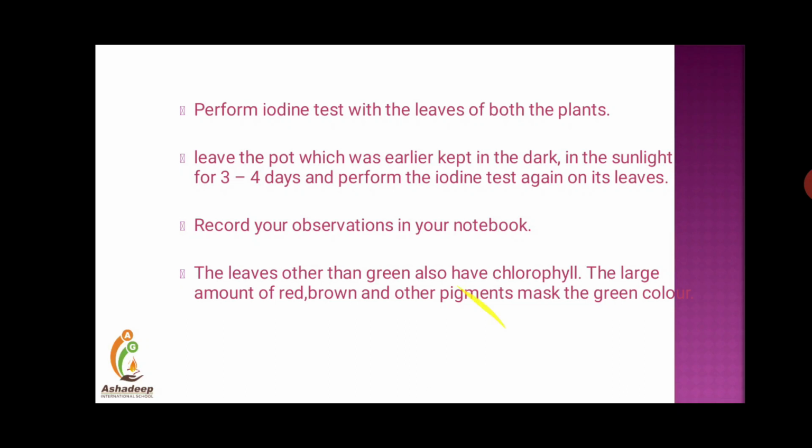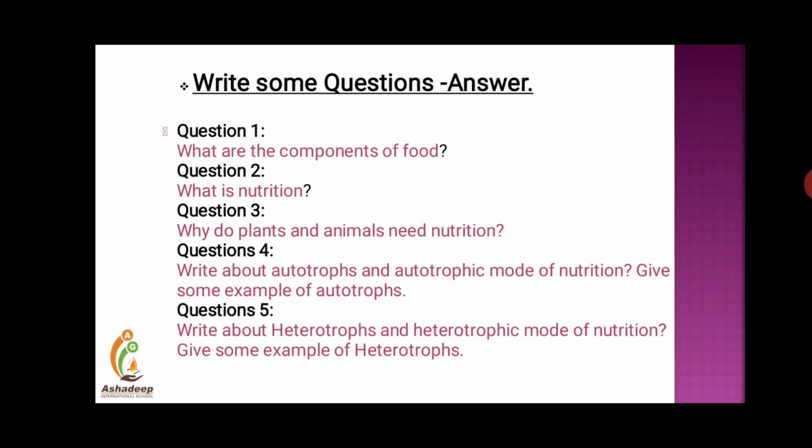So, in this chapter, we have learned the first mode of nutrition, the autotrophic mode of nutrition, in detail through the process of photosynthesis.